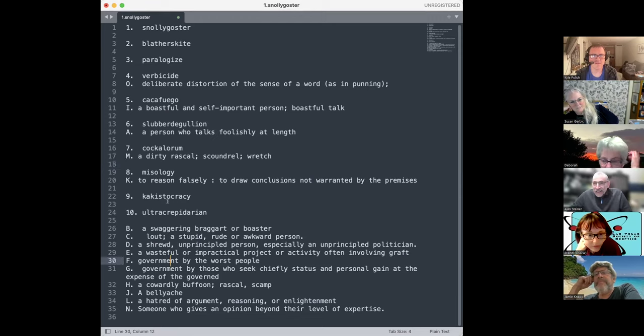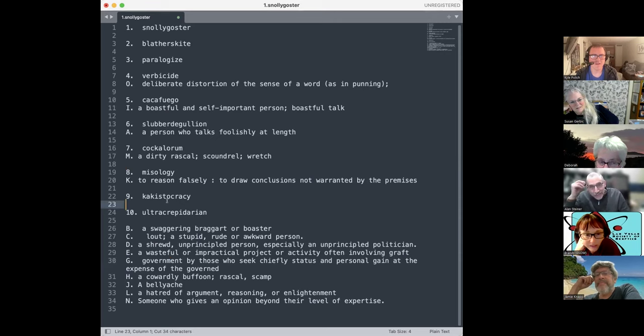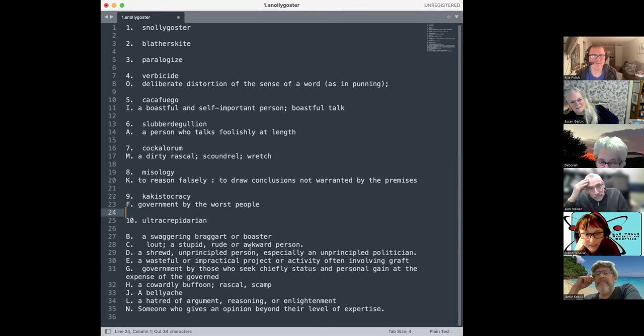This is like playing that game, you know, when you play Dictionary, when someone, you have to make up these. I think nine is F. I was just looking at that, yeah. It does make sense. Ultra crepidarian. Other than what's G? Aerologicus.